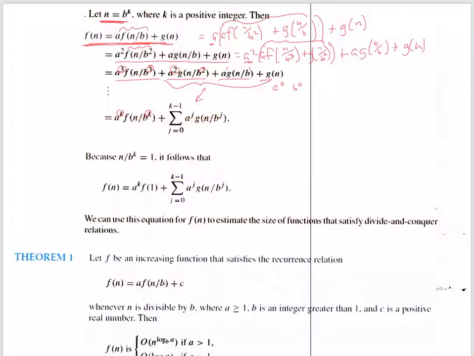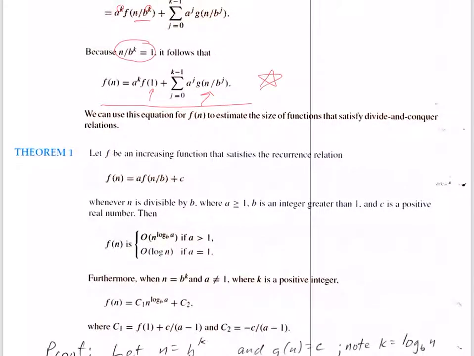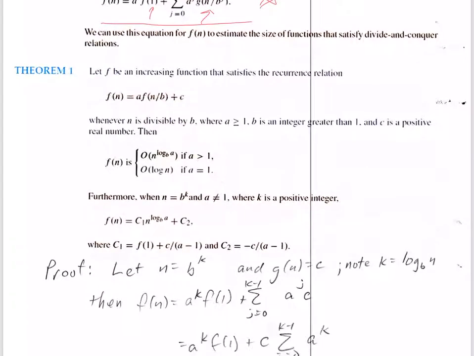Now this leading term we can tackle with our assumption that n is equal to b to the k, because n divided by b to the k is 1, so the argument for my function becomes 1, which is an initial condition. So now I've expressed f(n) as a sum of applications of g at different input sizes, plus a to the k times the initial condition. Okay, so we'll use this a couple of times. Let's take a look at our first theorem.